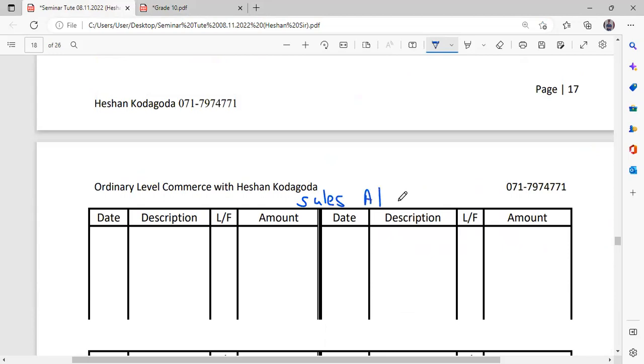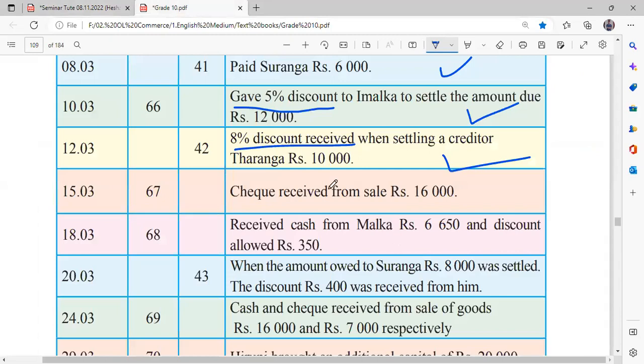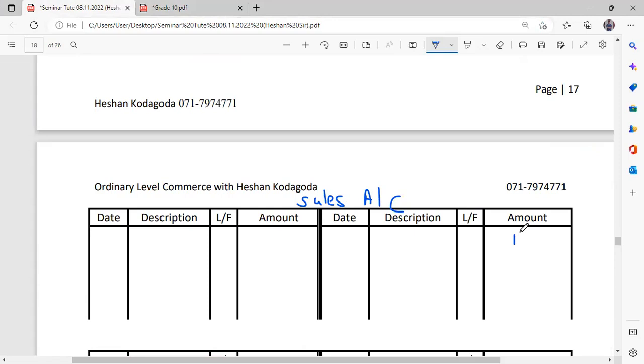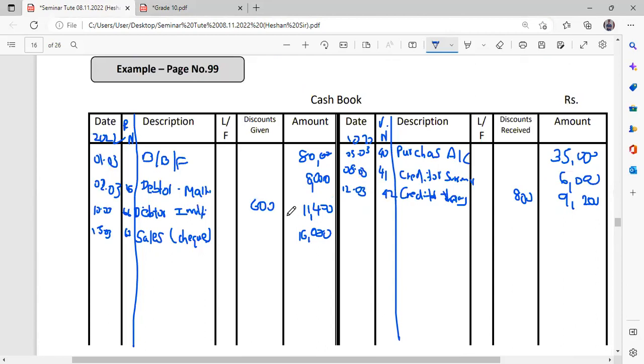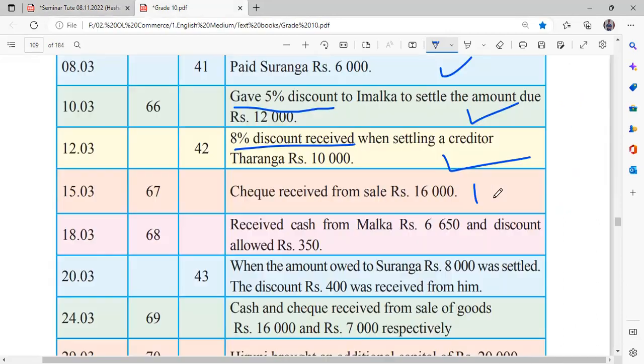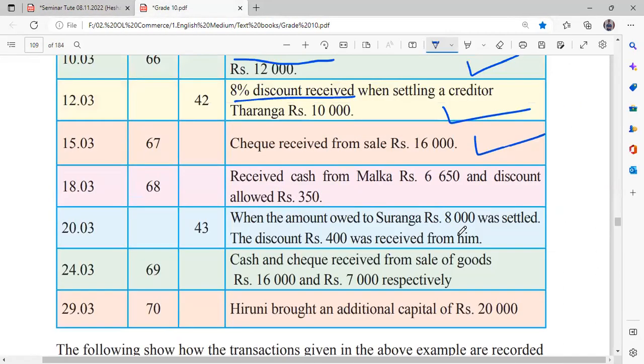Sales account. This is our sales account, right? So we received 16,000 worth of check. So this is 16,000 on March 15th with the cash book. No need to write within bracket check, right? No need to write it because we only need to record it in the cash book, right? Okay, finished. Now the other one.